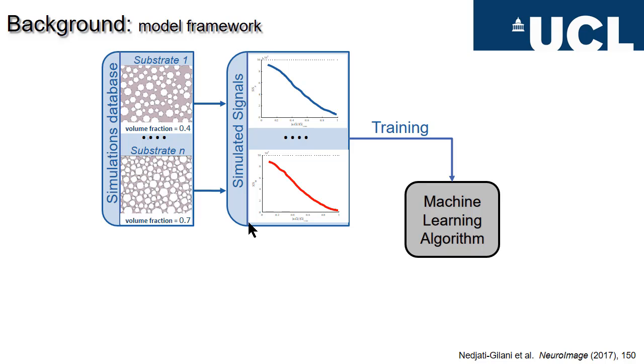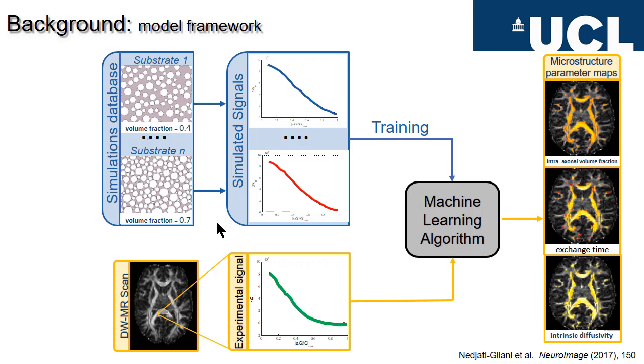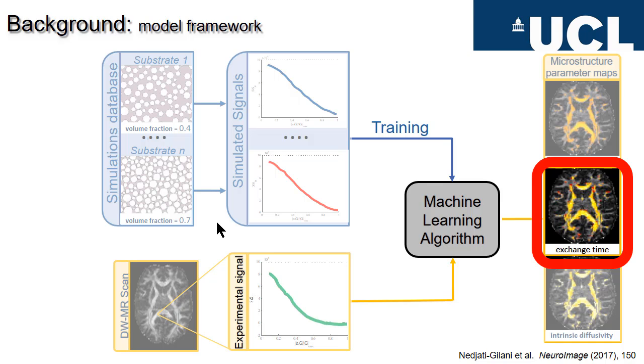And so, the paper introduces, as part of their framework, the first step, which is to use a diffusion simulator to generate a database of diffusion-weighted MR signals and their corresponding realistic tissue substrates with known ground truth parameter values. We then use this database to train a machine learning algorithm, which is here random forest, which constructs a mapping between the diffusion-weighted MR signals and the microstructure features of the tissue substrates. Once we have our trained machine learning algorithm, we then feed in as an input the diffusion-weighted MR scans and produce parameter maps of microstructure features, including the intra-axonal exchange time.